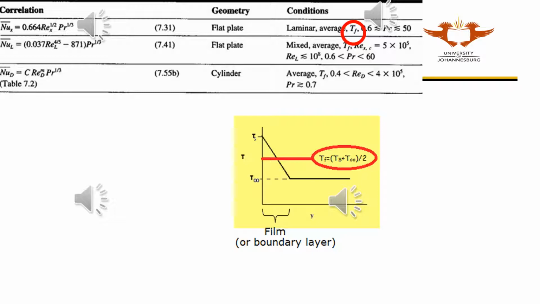You need to use the film temperature, to obtain the physical property values, needed to calculate the Reynolds number. You also need to determine the value of the Prandtl number, Pr, at Tf. If you look at the correlation for the cylinder, you will see that it contains two constants, C and m. The values of these constants depend on the Reynolds number of the fluid flow, and can be obtained from Table 7.2 as indicated.